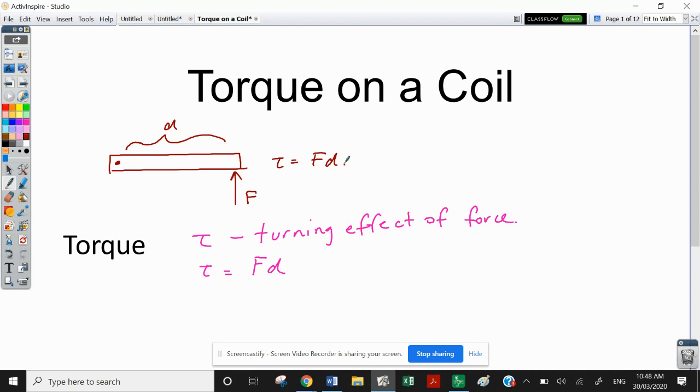If you're having a bit of trouble at this stage and say, oh, I don't remember this, could you pause the video and go and have a look at your notes on torque and then return? We're going to now have a look at the torque on a coil due to the motor effect. We're going to have this force here be replaced with the motor effect force.